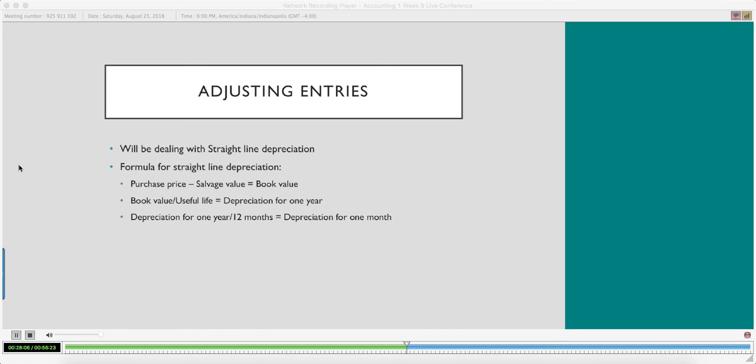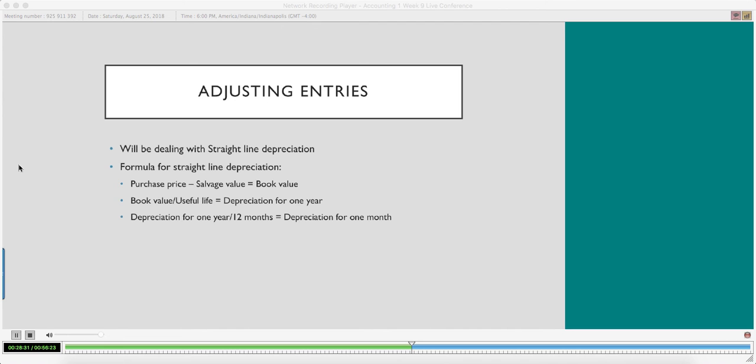So for this class, we're using straight line. We have the purchase price minus the salvage value. So it's basically what we bought it for and what we think we can sell it for when we're done with it. Then we're going to take that amount and divide it by the useful life. How long do we think we're going to be able to use whatever it is?